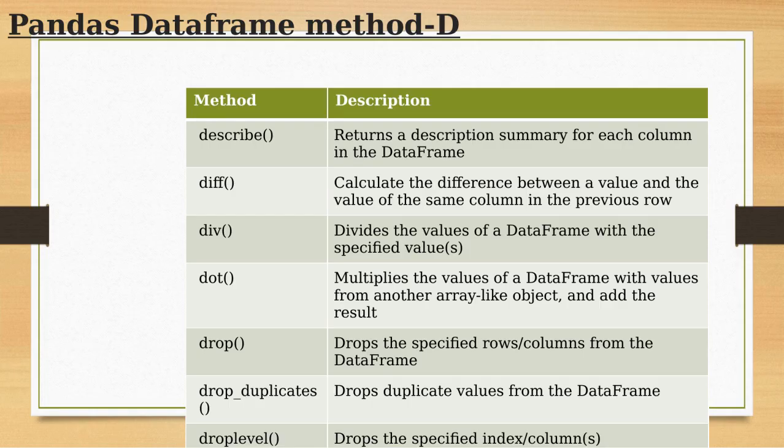Drop removes specified rows or columns from a data frame. It is useful for deleting unnecessary or unwanted data. Drop_duplicates removes duplicate rows from a data frame, ensuring that only unique records remain. Droplevel removes one or more levels from a hierarchical, multi-index, row, or column index, simplifying the data frame structure.